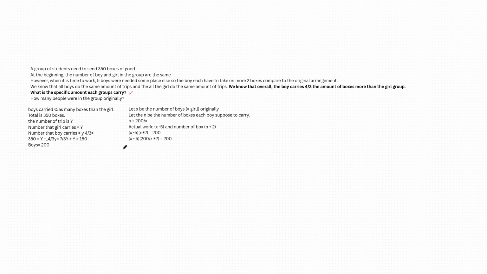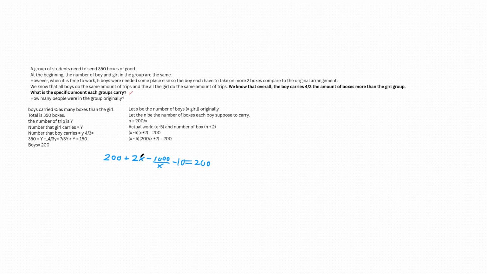So we multiply it in. x times 200 divided by x is 200, because x on top and bottom cancel each other out, plus 2x. Then minus 5 times 200 divided by x, which is 1,000 divided by x, and minus 5 times 2, which is minus 10.